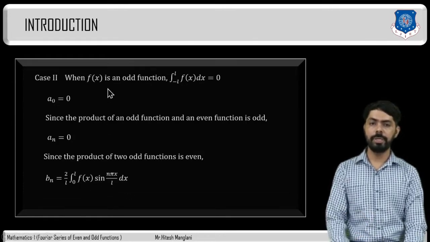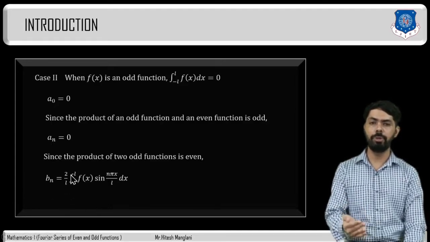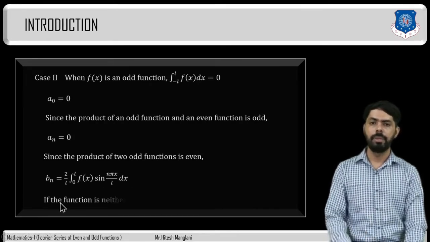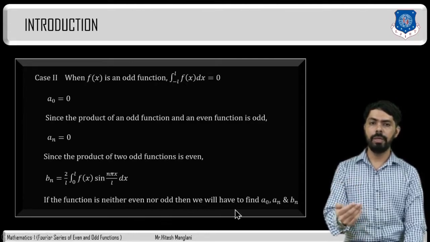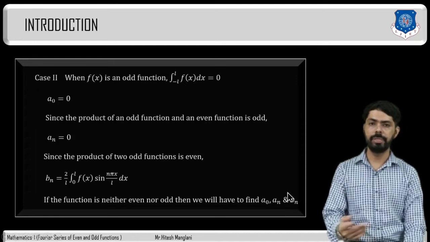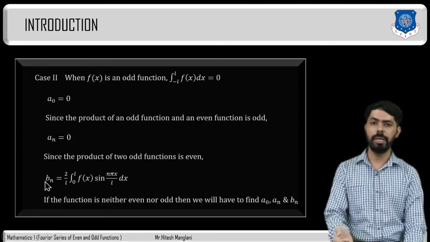So whenever a function is an odd function, then no need to find out a0 and an, because a0 and an are 0. So we will find out only Bn, which is given by 2 divided by L integration 0 to L f of x sin n pi x divided by L dx. Now, if the function is neither even nor odd, then we will have to find a0, an and bn.